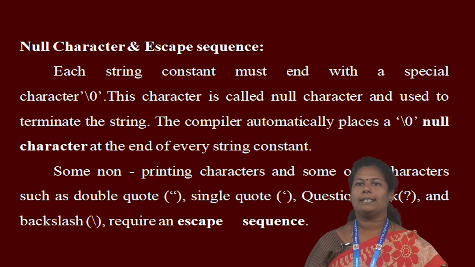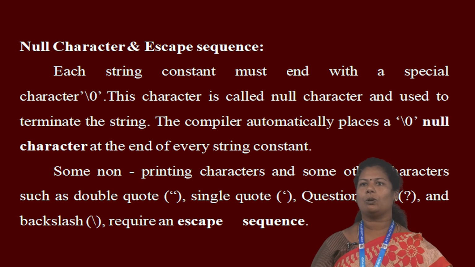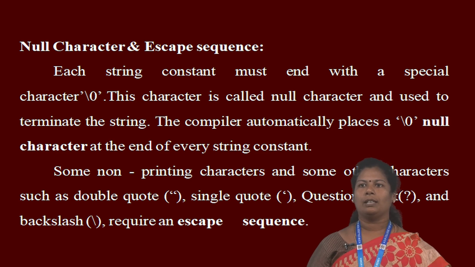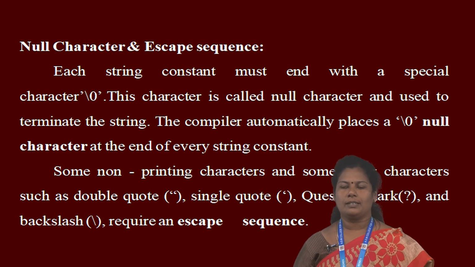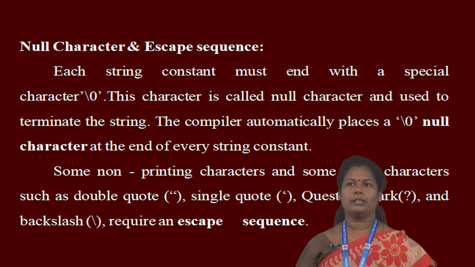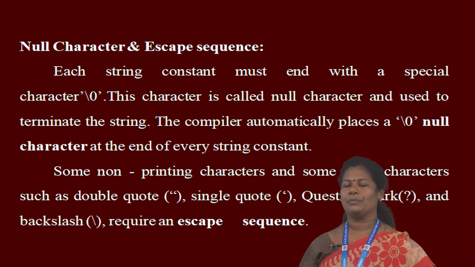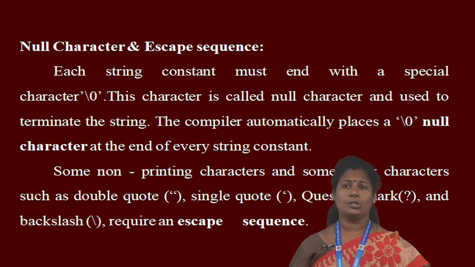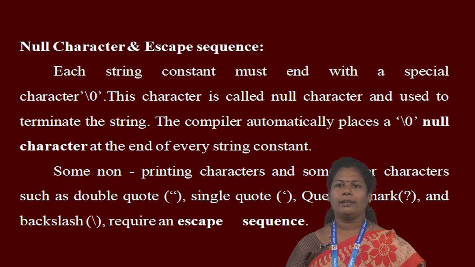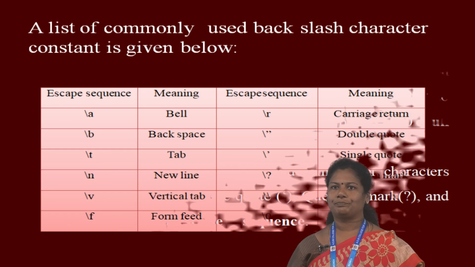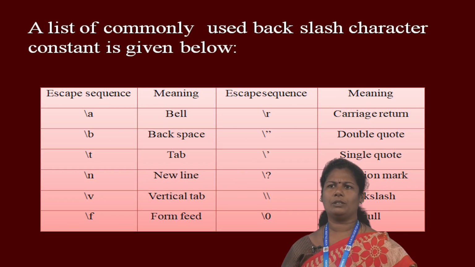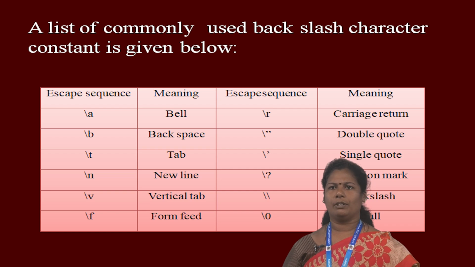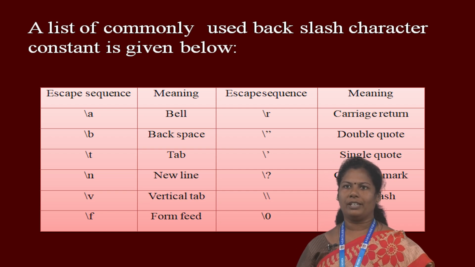Null character and escape sequence. Each string constant must end with the special character \0, that is, the null character. The compiler places a \0, the null character, at the end of every string constant. Non-printing characters and some other characters such as double quote, single quote, question mark and backslash require an escape sequence. A list of commonly used backslash character constants is given below. These are the examples of escape sequences.